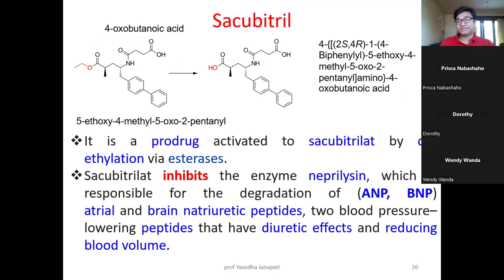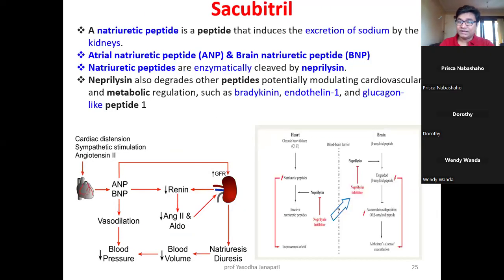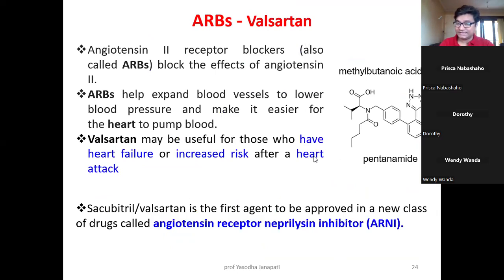So this is how this drug acts. Sacubitril is a prodrug. By esterases, you get the active form, sacubitrilate. So this is the mechanism of action. I told you in the previous slide that it is usually combined with valsartan. Now you can get the information about the name. Valsartan is an angiotensin receptor blocker, and sacubitril is a neprilysin inhibitor. That's why it is called angiotensin receptor neprilysin inhibitor, ARNI: N for neprilysin, I for inhibitor.